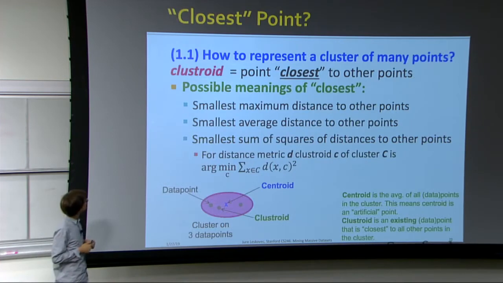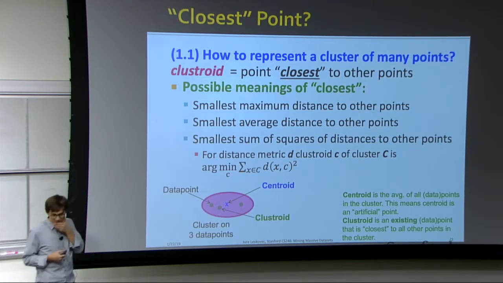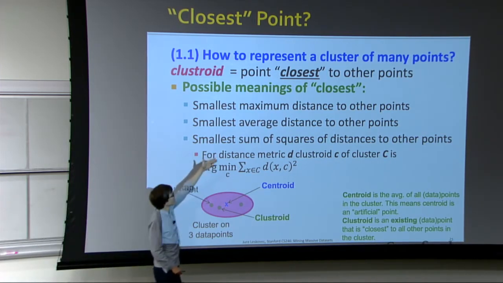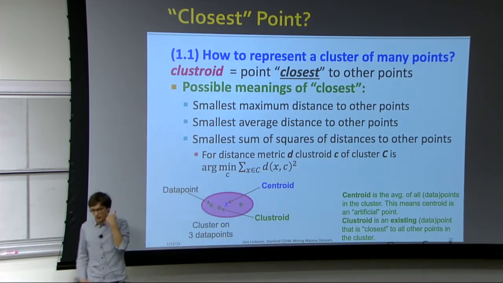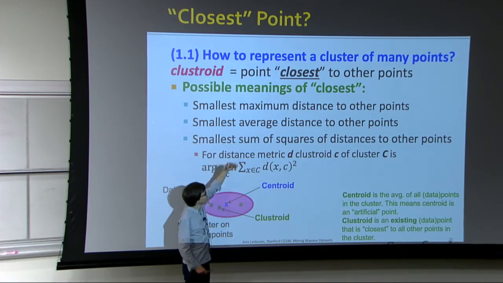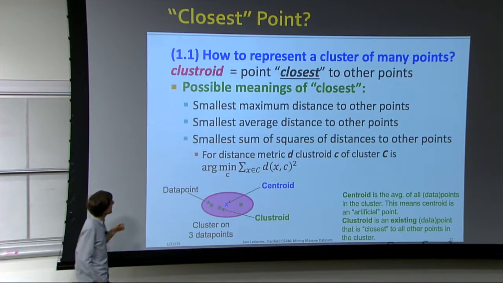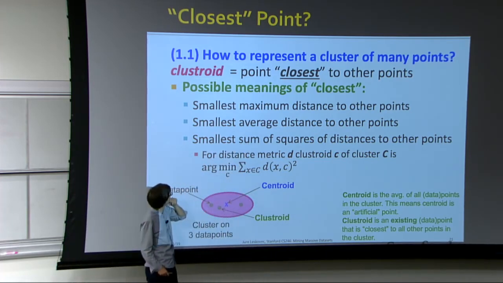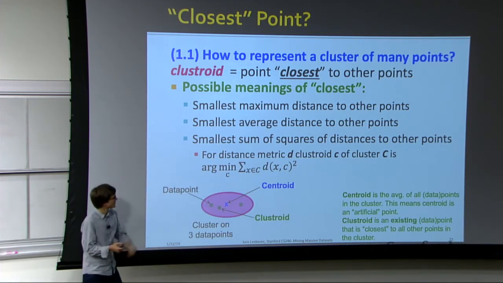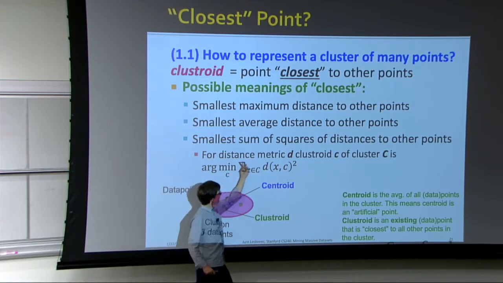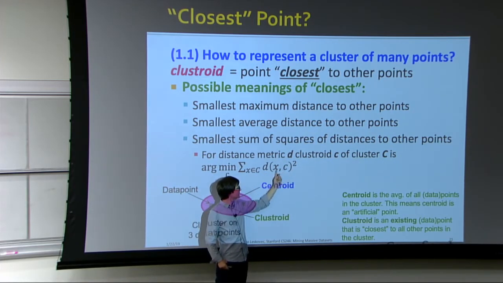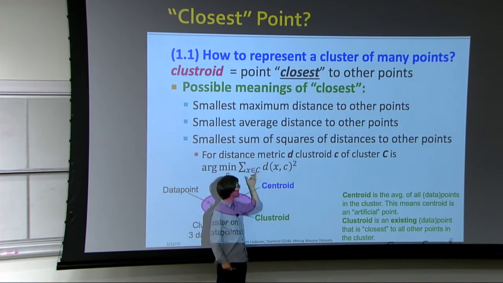As I mentioned before, there are many ways to operationalize what it means to be closest to all other points. I could say I want a point that has the smallest maximum distance to other points in the cluster. You could say I want the smallest average distance to all other points, or you could say I want the smallest sum of squares of distances to other points in the cluster. So for example, you could say the clustroid is a point that minimizes this expression: I go over all the members of the cluster, measure the distance between the clustroid and all the members, square that and add it up.